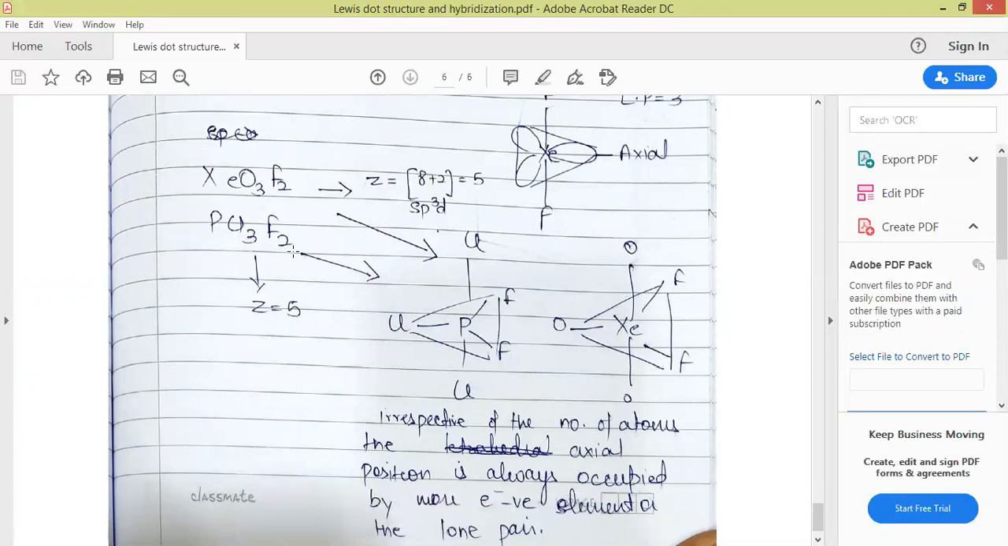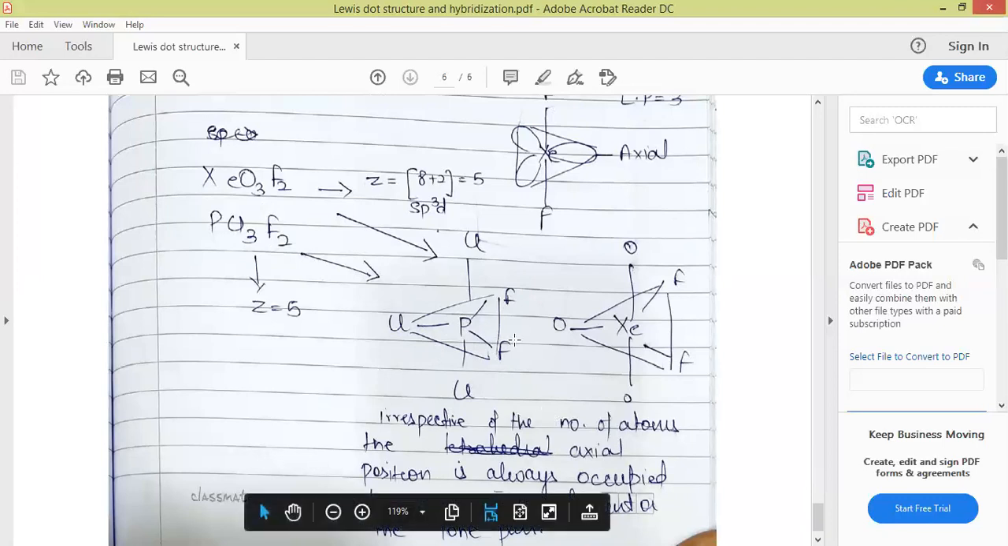Same is the case with PCl3F2. Their fluorines are less in number, but still they occupy this position, whereas according to symmetry, it could have 3 fluorines here and 2 fluorines present on the equatorial position. But this is decided on the basis that the more electronegative species will occupy the axial position, irrespective of the number of atoms associated in the molecule.